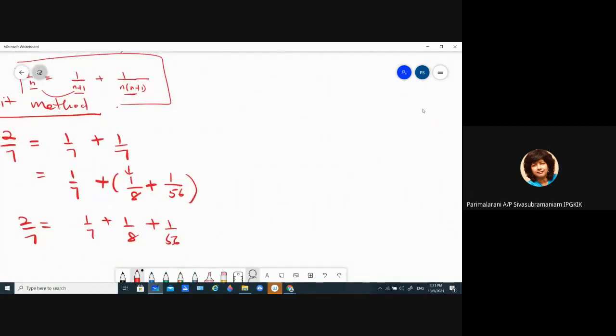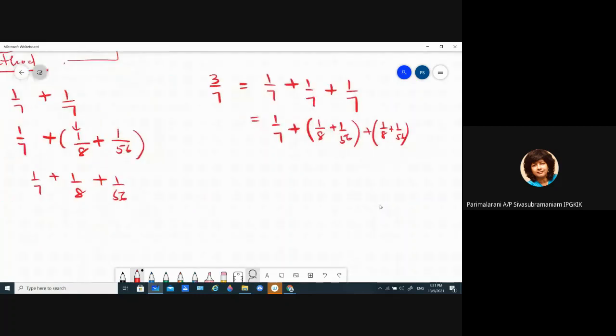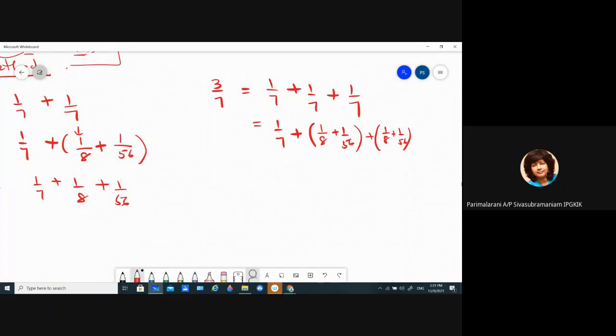So if I have another question like this, 3 over 7, I can do the other way, minus half and minus 1/3. Or I can do it like this, 1 over 7 plus 1 over 7 plus 1 over 7. This is 3 over 7. But I have 3 same unit fractions. I don't want that. So this one, second 1 over 7, I'm going to change it to 1 over 8 plus 1 over 56. Okay, I change this also to the same one first.